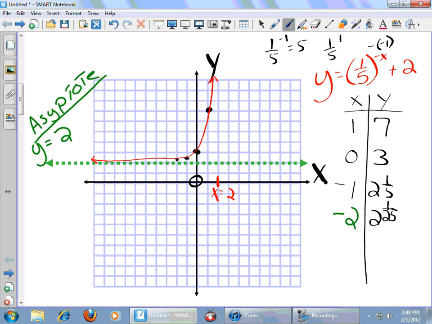1/5 to the negative 22nd will be 25, and 25 plus 2 is 27. So it's not going to cross the graph until I go way, way up there. Okay. That's enough of that.